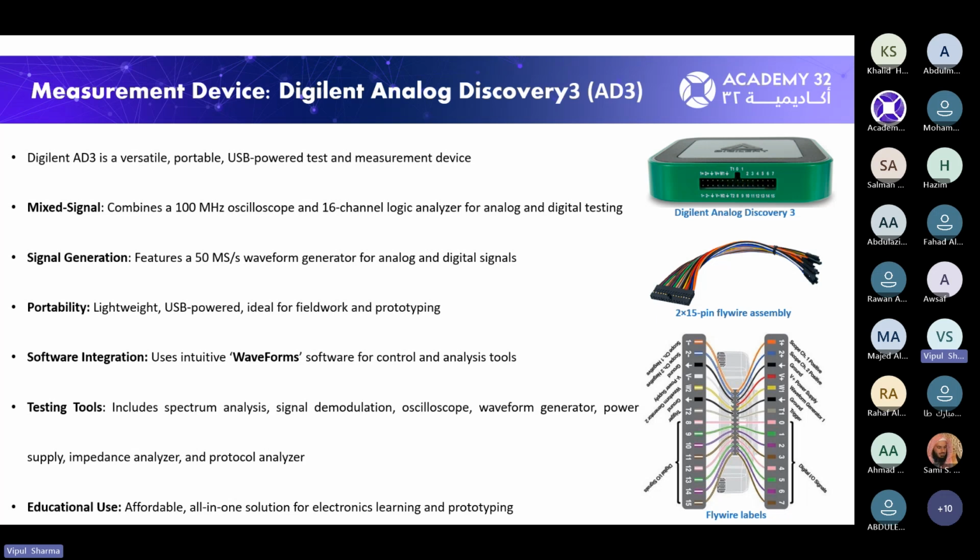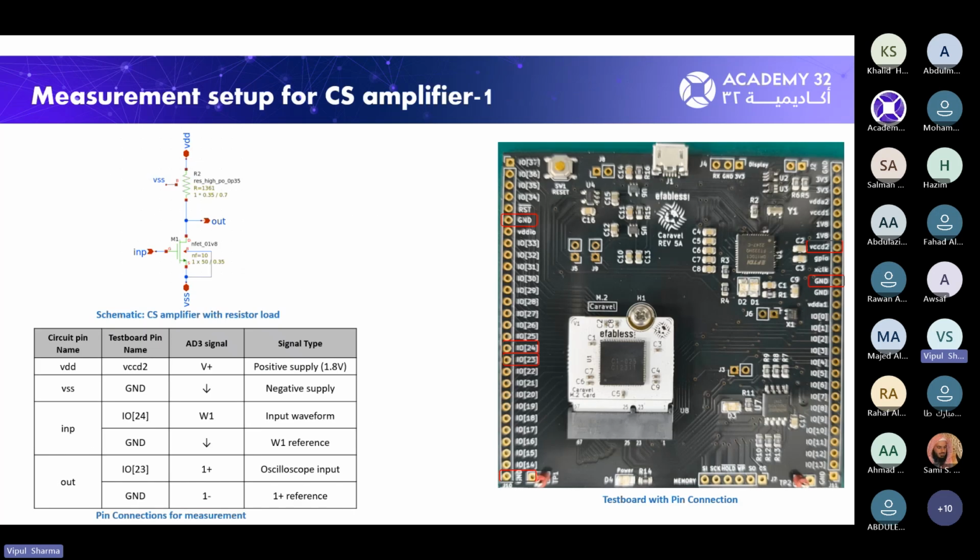And a test engineer, whoever is doing the testing, will just connect this socket here, and use these wires to make the connections of AD3 to this test board. So here I have described that the V plus channel of AD3 will get connected to VCC-D2, and similarly the ground, that down arrow, will get connected to the ground pin of the board. And so this will complete the VDD and VSS connection.